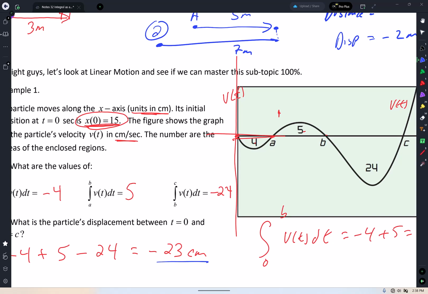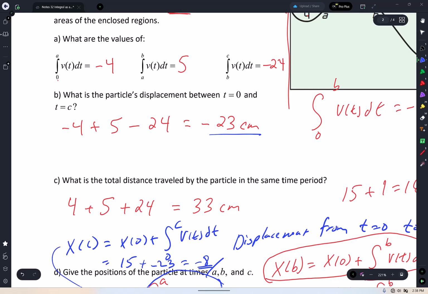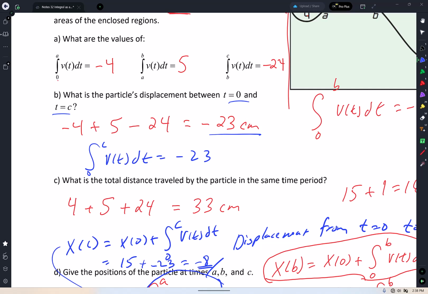So I should have probably done one more integral. You know what? I'll put it with that one. So maybe for the good notes, in the future, I'll change it. Come to this one right here. What is the particle displacement from t equals 0 to t equals c? That's the same thing as saying the integral from 0 to c of v of t dt. And we got that negative 23. See? Because that just means the area under the curve, signed area, right?